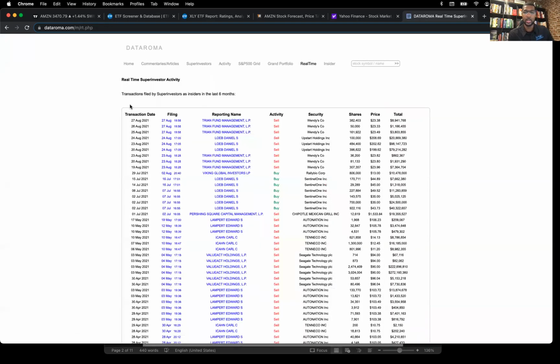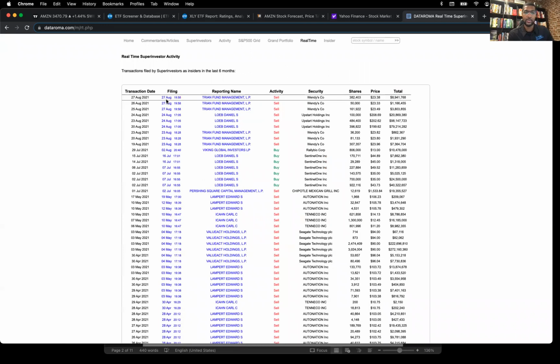So for real-time data here, you can see August 27th, which is 2 or 3 days ago, right? Transaction date, August 27th. You see Trian Fund Management LP sold Wendy's. They sold 382,000 shares of Wendy's, right? So they cashed out $8.9 million by selling their Wendy's stock. Or really, they did it a few times, so they really cashed out about $11 million by selling all their Wendy's shares.